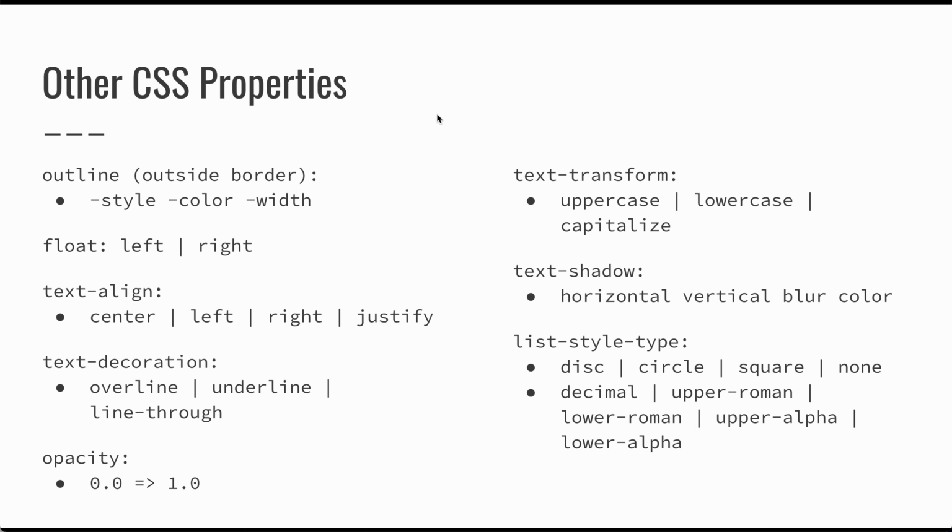A couple of other CSS properties you might encounter: outline, text align. Aligning things can often be challenging, but you can use text align to align the content within an element. You can use text decoration. You can set the opacity of a particular element from 0% up to 100%, or 0 to 1.0. You can use text transform to change the formatting of your text. You can change the style of lists, so that you can use different bullets for your list types. So there are lots of different things you can do in your CSS to manipulate the behavior and the display of your HTML.